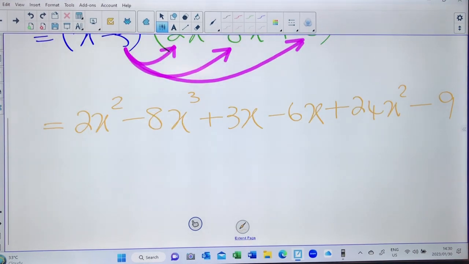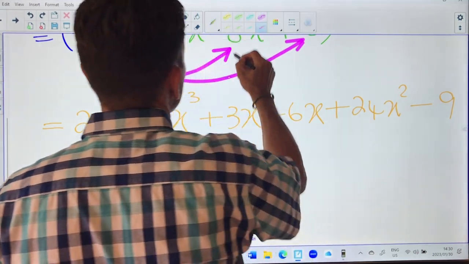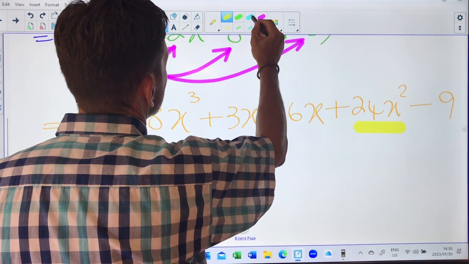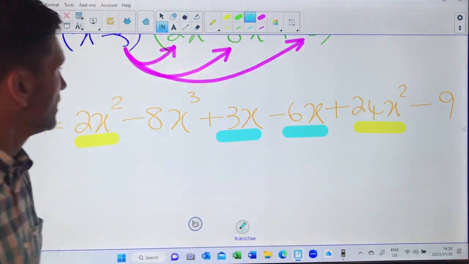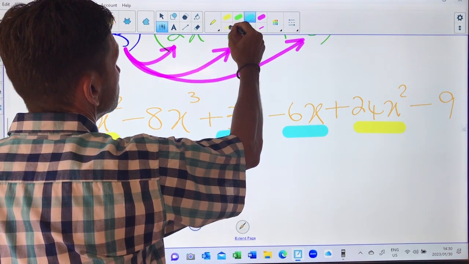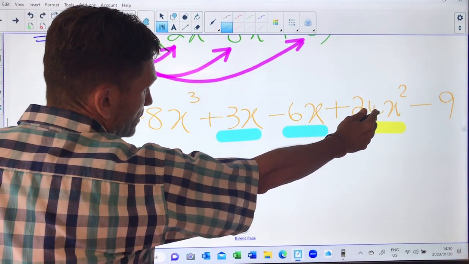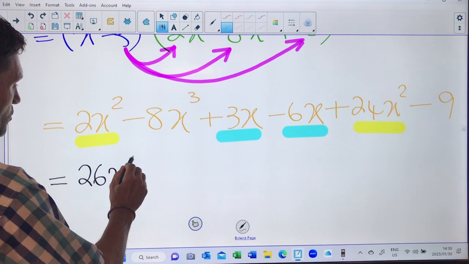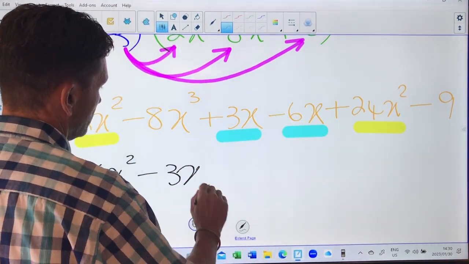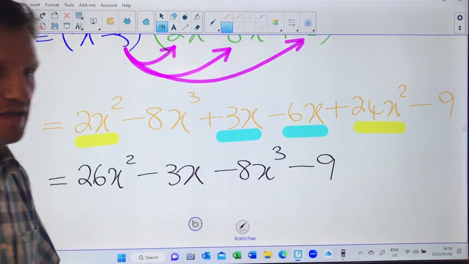Now we need to look for like terms. Remember that like terms have the same base and the same power. So there's a 2x squared, there's a 24x squared. Here we have an x, and there we have an x. The cube is on its own. So 2x squared plus 24x squared is 26x squared. 3x plus minus 6x is minus 3x. Then we have this one, and then we have that one at the end there.